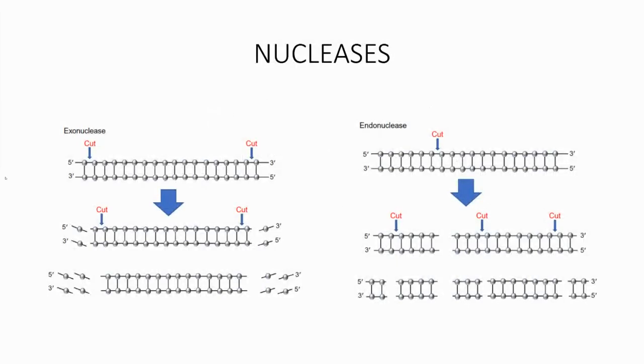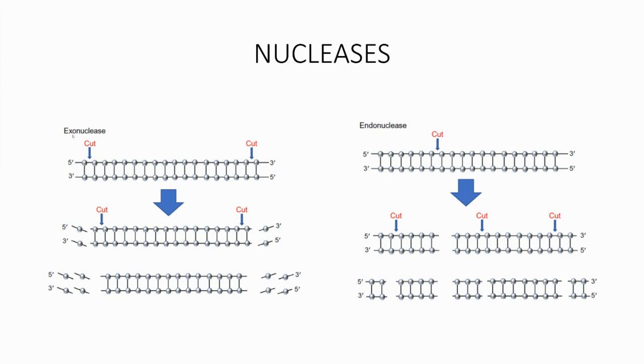And to manipulate the nucleic acid, we have these two different types of enzyme, and we call them nucleases. Nucleases basically can degrade the DNA molecule by breaking the phosphodiester bond. And the nuclease can be an exonuclease or an endonuclease.